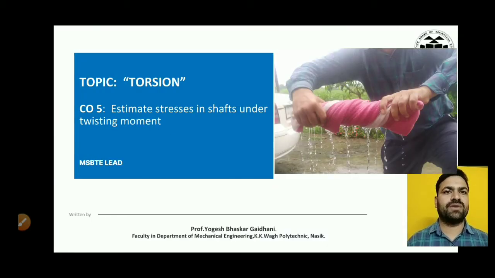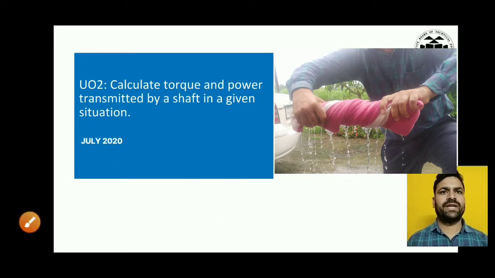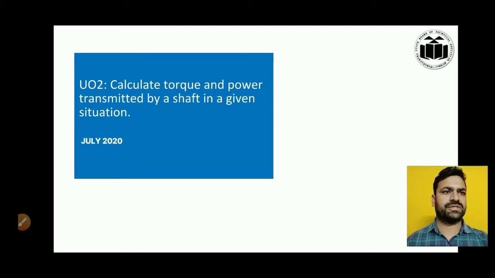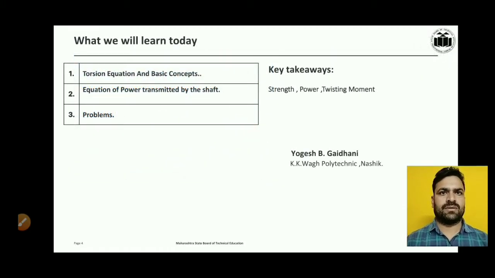The topic that I am going to cover is torsion, for which course outcome 5 is: estimate stresses in a shaft under twisting moment. This is unit outcome number 2 and part number 2: calculate torque and power transmitted by a shaft in a given situation. The topics that I am going to cover in this lecture are the torsion equation and basic concept, the equation of power transmitted by the shaft, and problems based on UO2. The key takeaways for this lecture are strength, power, twisting moment.